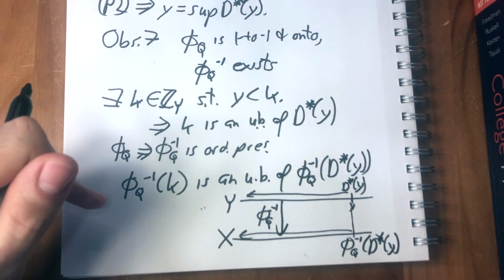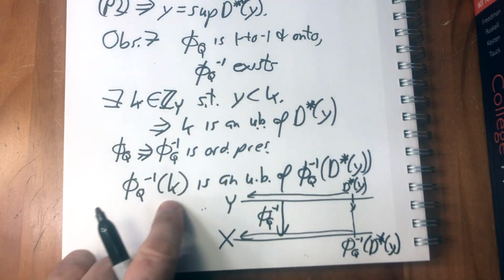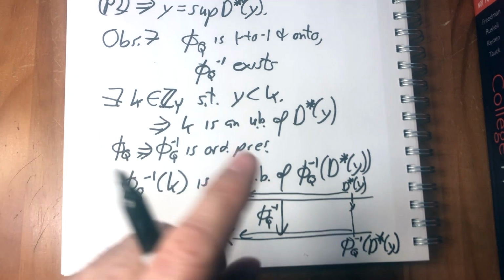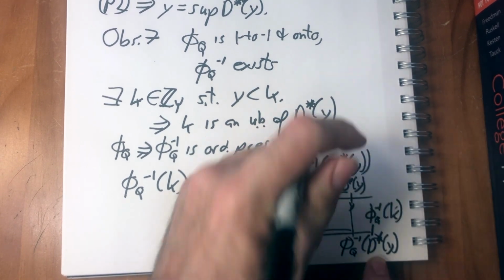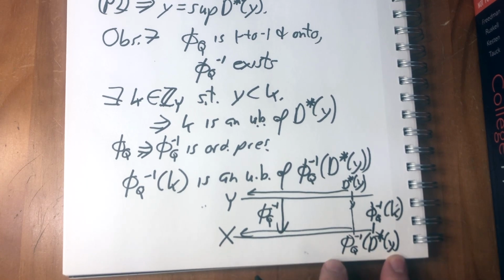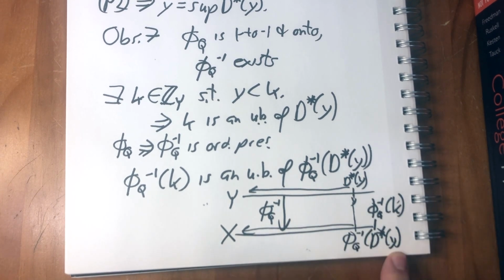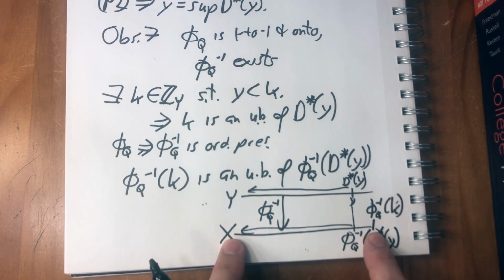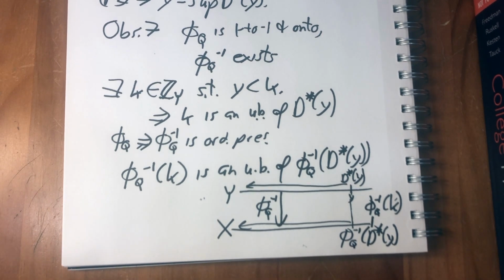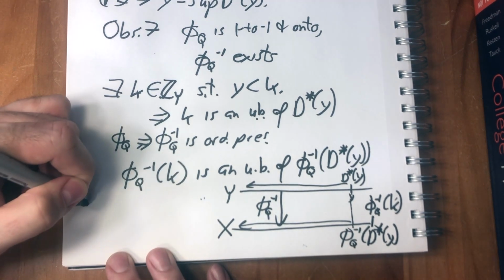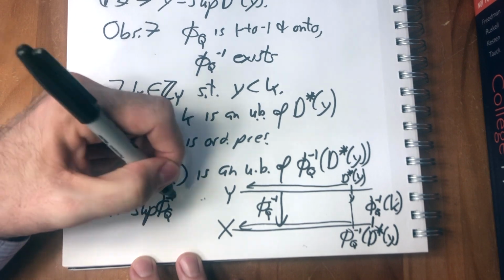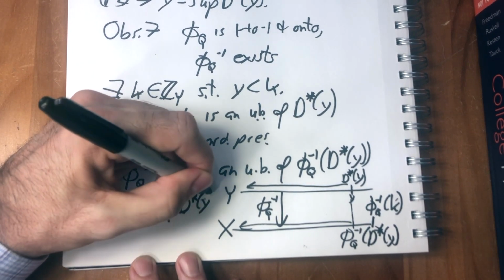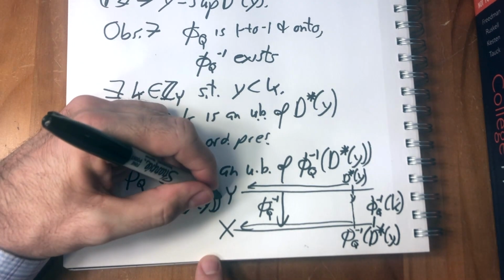So what we did is, because the inverse is order preserving, that means that the inverse of phi q of k is going to be an upper bound of this set. So that means now that phi q inverse of k is up here somewhere. It's bigger than everything in this set, so it's an upper bound of this set. Now, since this set has an upper bound, it has a least upper bound. That's the least upper bound property. So we're going to call that least upper bound x. So let x equal the supremum of the inverse of phi q of the set d star of y. Okay? Looks ugly, especially when I'm not even writing it well.